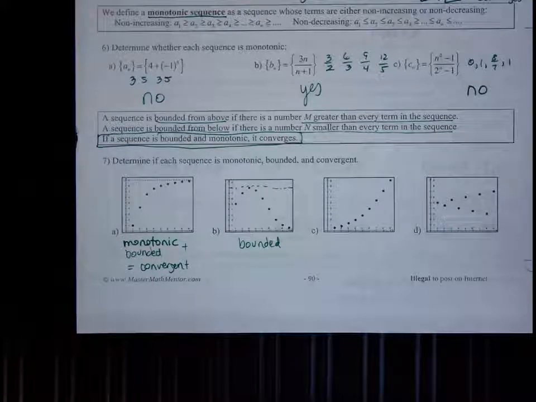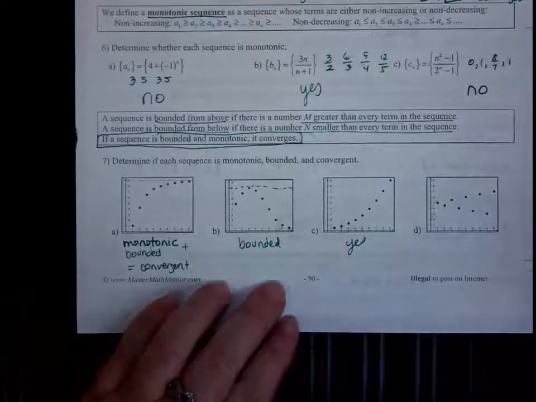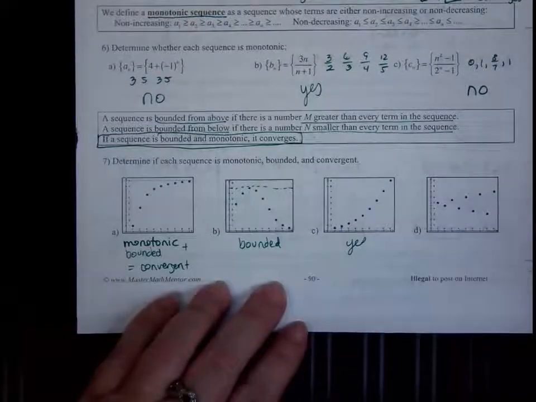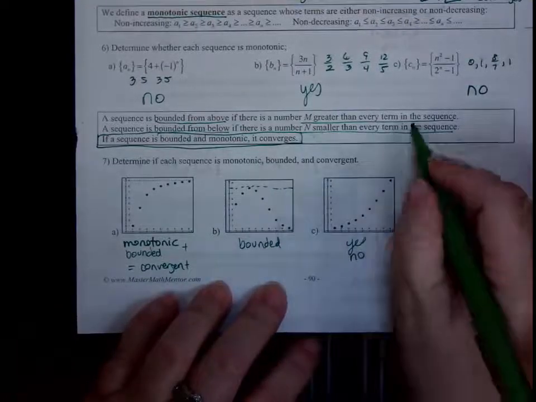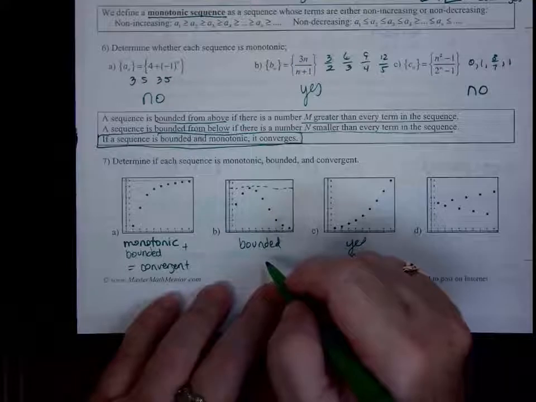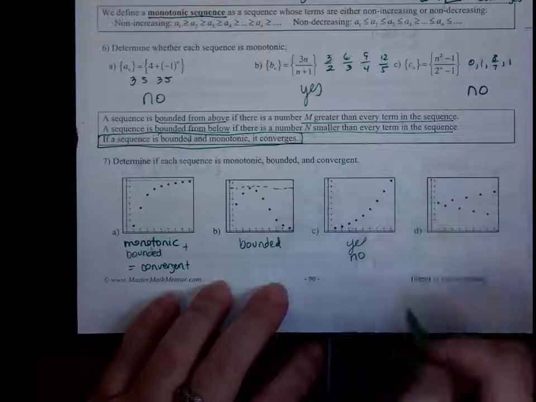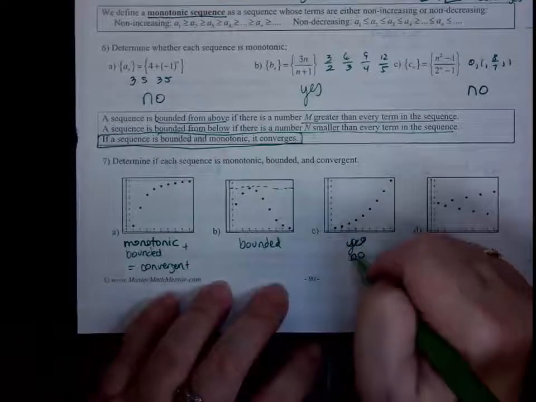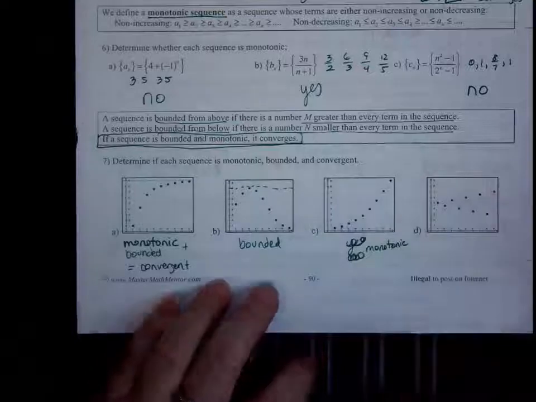Letter C. Monotonic? Yes, this one is definitely monotonic, always going up. Is it bounded? No. That's definitely going up to infinity. This side, I don't know, and if you don't know, you cannot say for sure that it is. Whoops, I'm writing yes and no. I should be writing monotonic but not bounded. That's what I should be writing. Sorry.